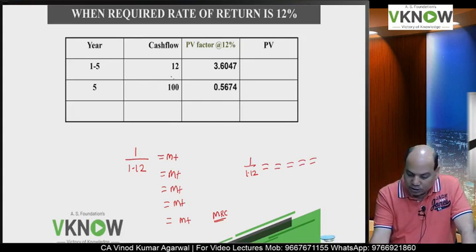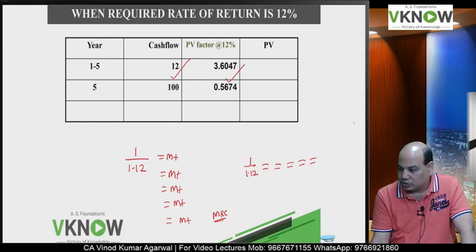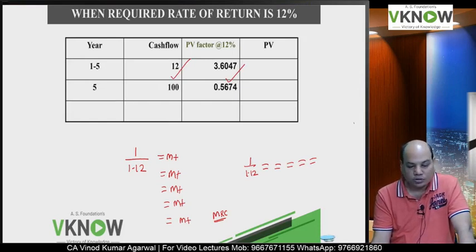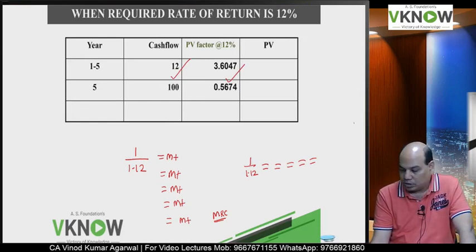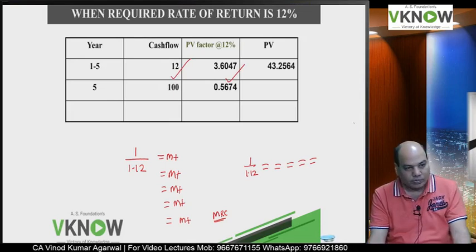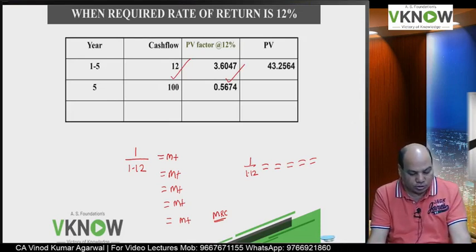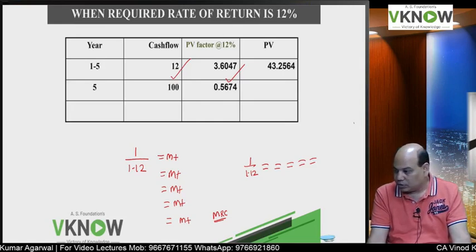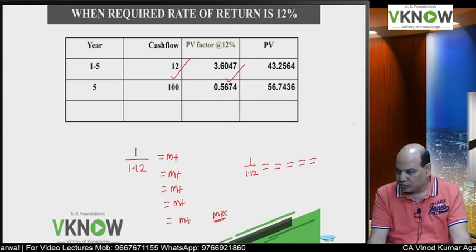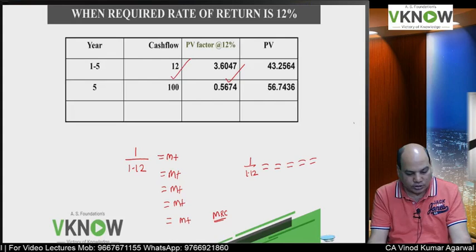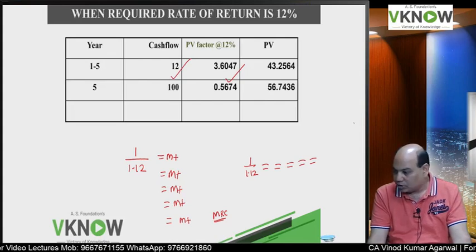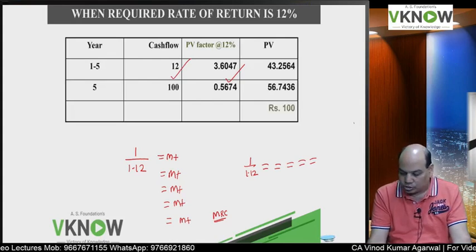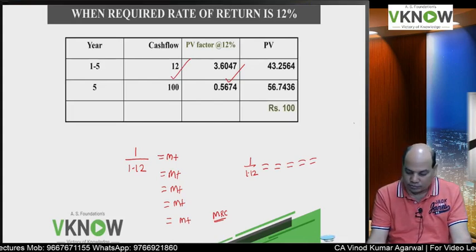Now multiply and press the memory plus function also. 12 into 3.6047, equal to memory plus. Please tell me the answer, students. Those who are joining live stream, those who are on YouTube, can you please reply? 43.2564, and the next one is 56.7436. Very good, Divya. Tell me the total. The total is 100 rupees.